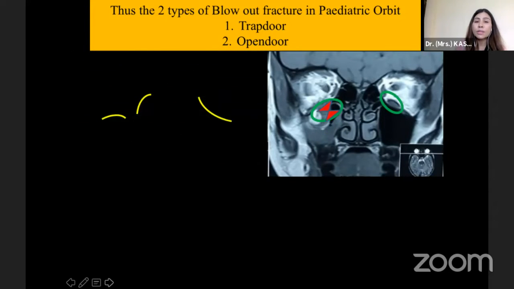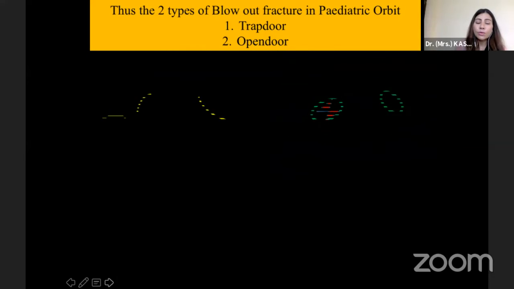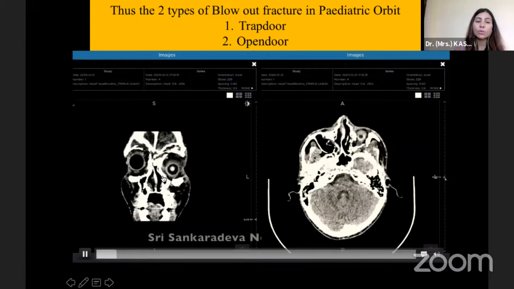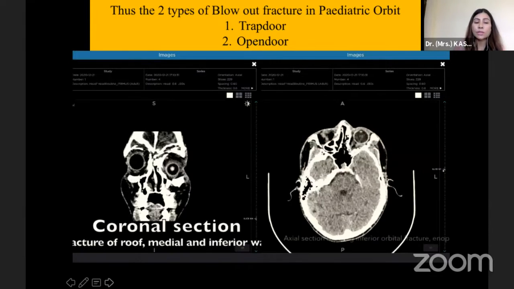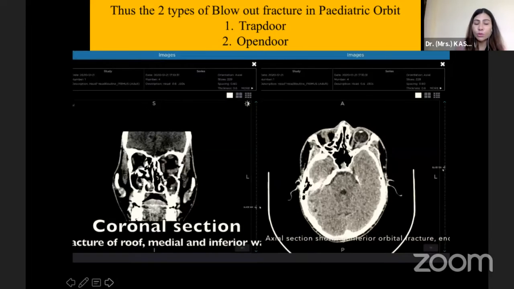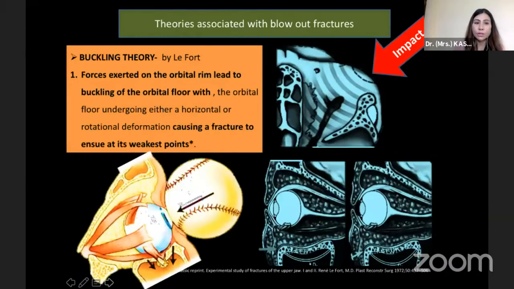And the other common one is the open door fracture. But the open door fracture is much less common as compared to the trapdoor fracture. But we do get open door fractures even in children, especially when there's a road traffic accident, which can lead to a big fracture with approximately 50% of the orbital floor being fractured.